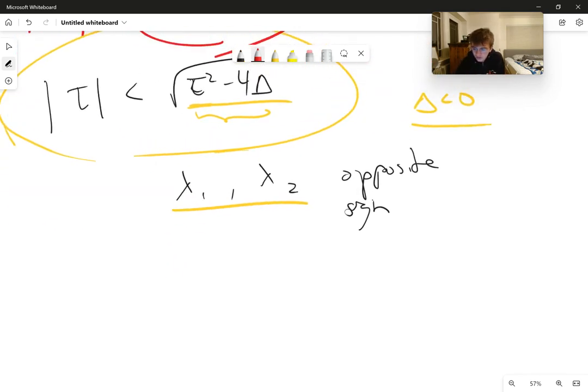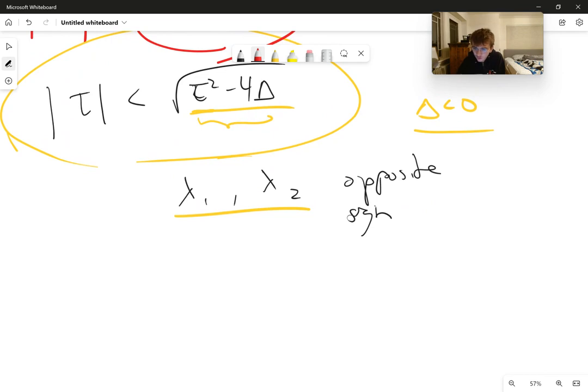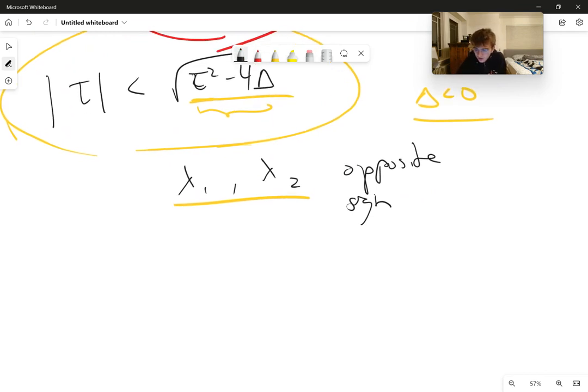So going into this case, if our determinant is negative, we're going to have two eigenvalues that are distinct and in fact of opposite signs. So lambda 1 is less than 0 is less than lambda 2.